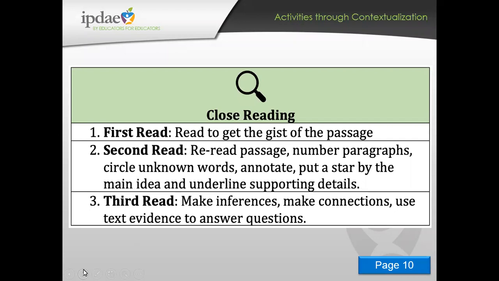So for me, I just have the first read to get the gist. You're not reading to understand, you're just reading to get the gist of the passage. Second read, reread the passage, number the paragraphs, circle unknown words. You annotate, put a star by the main idea and underline supporting details. And then the third read is when you make inferences, connections, and use text evidence to answer those questions. That can be used in almost any IET program that requires RLA. You can take any passage and do a close reading.